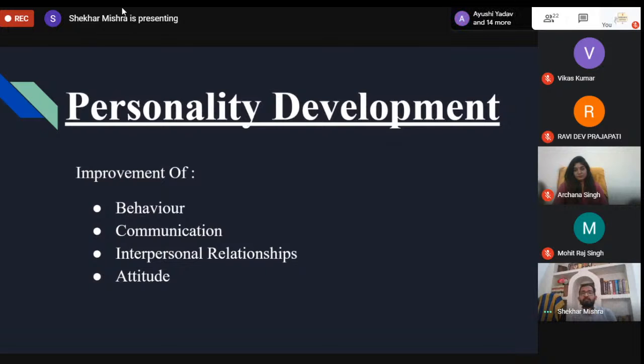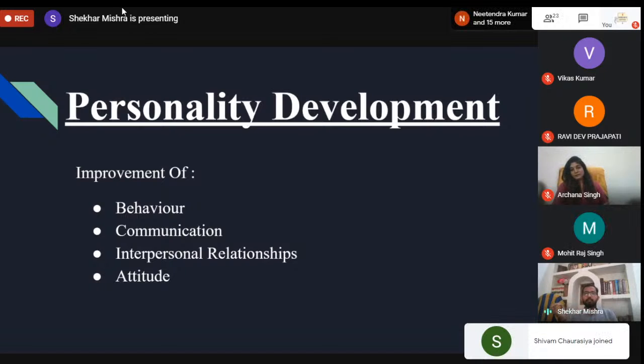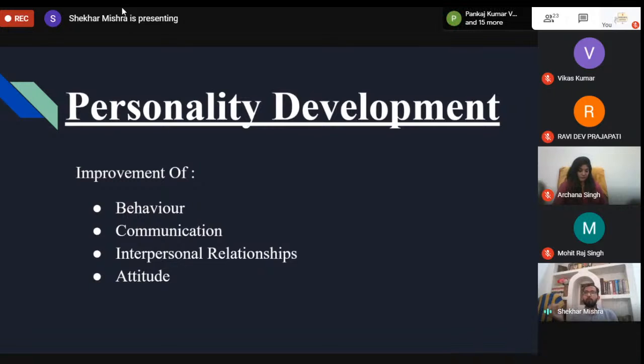Now, the important question is how to develop personality. Personality development is improvement of all these things. It's development of behavior, like your humbleness, your politeness, or situational reaction to a problem. That's your behavior. Communication, how you are able to communicate with others. Interpersonal relationships, like if you are able to maintain good relationships with your colleague or partner or anyone else interacting with you, that will be considered good for your personality, and it will also make a good effect on the person opposite to you.